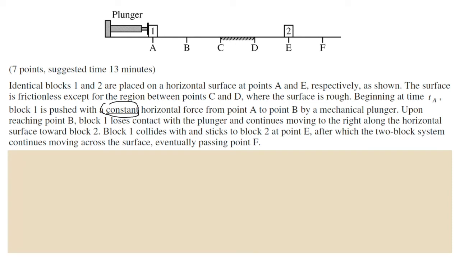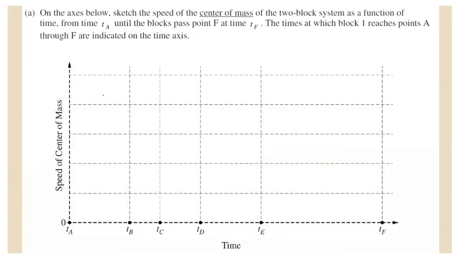Then it says upon reaching point B, it loses contact with the plunger and continues moving to the right along the horizontal surface toward block 2. Block 1 collides with and sticks to block 2 at point E, after which the 2-block system continues moving across the surface, eventually passing point F. What they want to know is what the graph of the speed of the center of mass of the 2-block system looks like as a function of time from time A to time F. The time at which block 1 reaches point A through F are indicated on the axis.